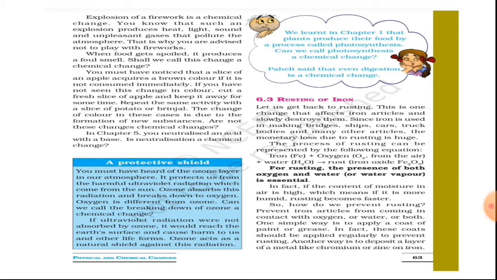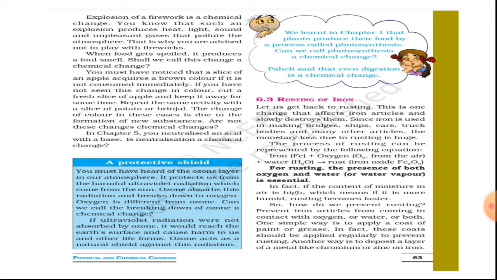Here, as you know, the ozone layer is a protective shield for the Earth's surface. The ozone absorbs mainly the ultraviolet radiations of the sun rays and breaks down into oxygen, and only then do the sun rays come on the earth. The breaking down of the ozone layer into oxygen also indicates a chemical change in it.